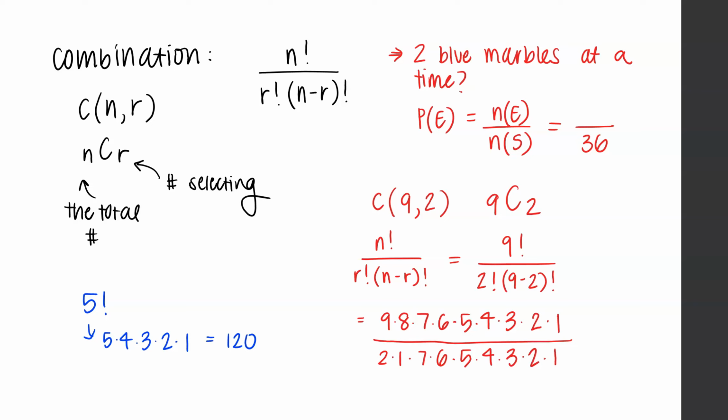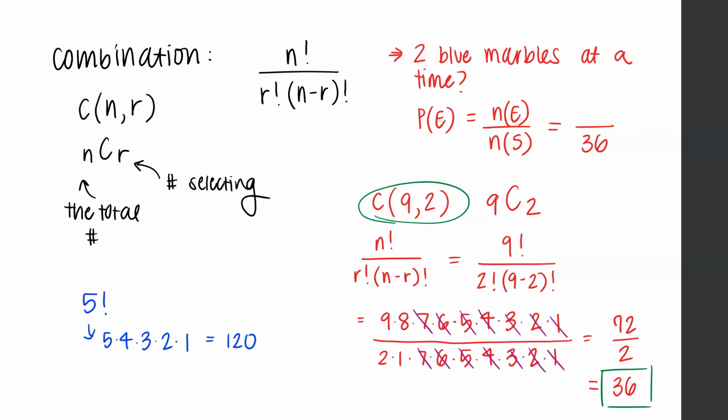What I notice is that in my numerator and denominator, most of the products will just eventually equal 1. So 7 divided by 7, 6 over 6, 5 over 5, 4, 3, 2, 1 divided by 1 is just 1. And then I'm ultimately left with 9 times 8, which is equal to 72, divided by 2, and I do end up getting 36. So if I have 9 different marbles and I want to select 2 of them, there are a total of 36 different ways that this can happen. And again, we're simply just using our formula.